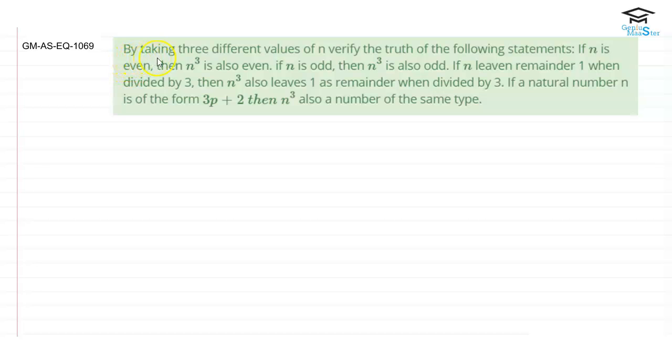Our question is, by taking 3 different values of n, verify the truth of the following statements. So our first statement is, if n is even, then n cube is also even. So first we will take n as 2. So n cube here is 2 cube, which is equal to 2 into 2 into 2, 2 into 2 is 4, 4 into 2 is 8.